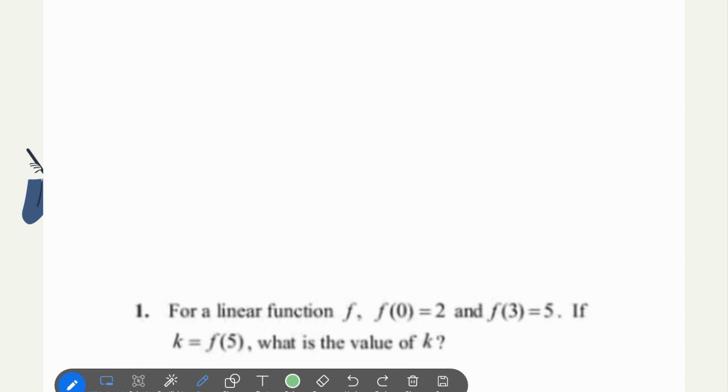So we have some information, and it can be useful to identify the three different points mentioned in the problem. First, we have f of 0 equals 2, or as a point we can represent it as 0, 2. Second, we have f of 3 equals 5, or as a point, 3, 5. Third, we have f of 5 equals k, or as a point, 5, k, right? So these points help us better understand the problem and identify the x's and y's.